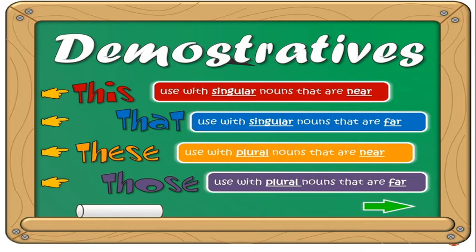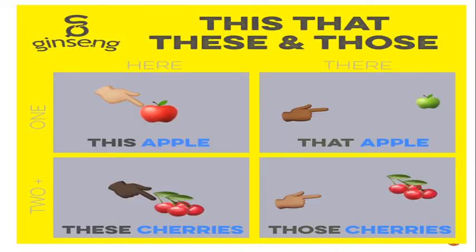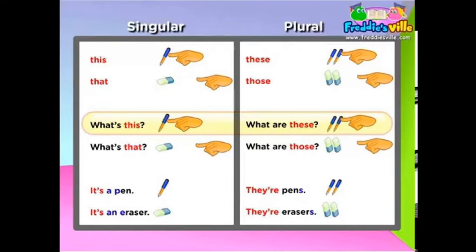We use demonstratives: first, 'this' with singular nouns that are near. We use 'that' with singular nouns that are far. We use 'these' with plural nouns that are near. We use 'those' with plural nouns that are far. This apple, that apple, these cherries, those cherries. This pen, that pen, these pens, those pens. Singular, plural: this, that are singular; these, those are plural.